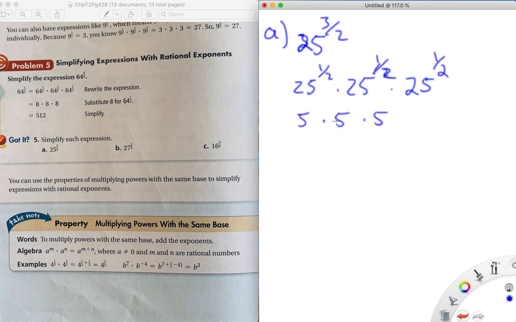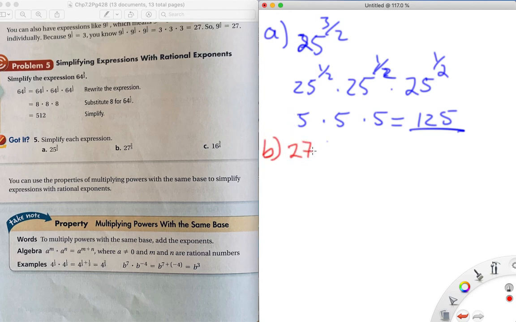I can multiply those 5 3 times. 5 times 5 times 5, and it gets me 125. So I wrote the equivalent expression, 25 to the 1/2, and I did it 3 times because 3 is in the numerator of the original expression. And then I got the square root of 25, and then I multiplied it 3 times.